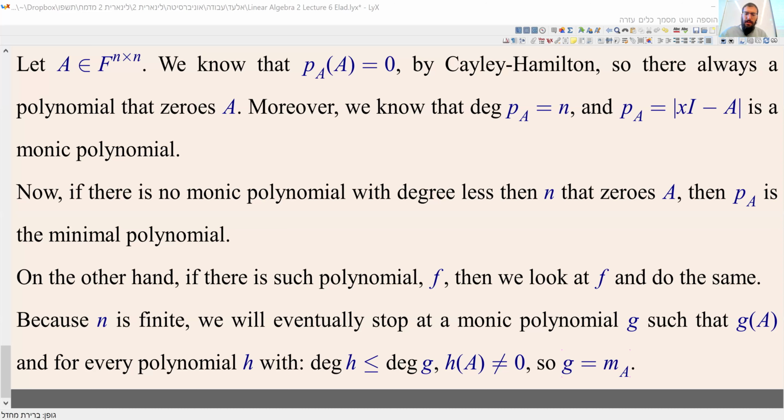We'll talk about how technically to find the minimal polynomial, but we're going to need some other propositions and theorems in order to do so. Any other questions?